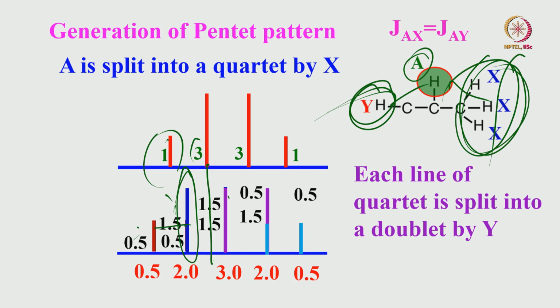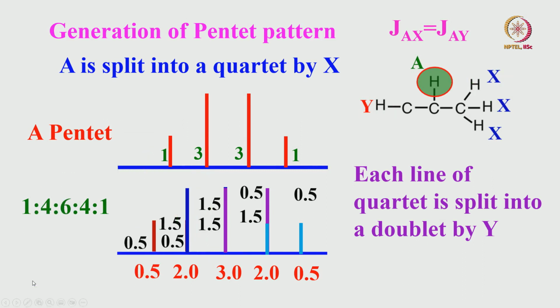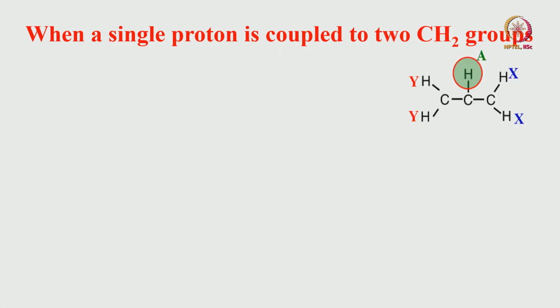What is the intensity ratio? Now, it is a pentet, intensity 1:4:6:4:1. It is called a pentet because you have a 5-line pattern. See, you have a 5-line pattern here, and that is why this is called a pentet, of intensity 1:4:6:4:1. Please remember, when one proton is coupled to CH3 and another single CH proton, if the coupling constants are identical, you will get a pentet.